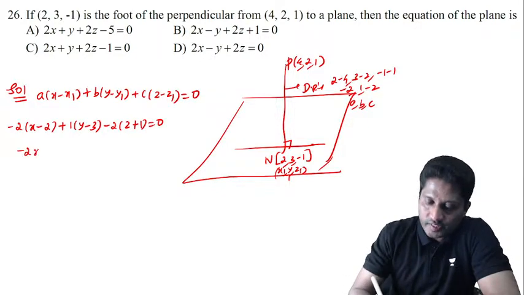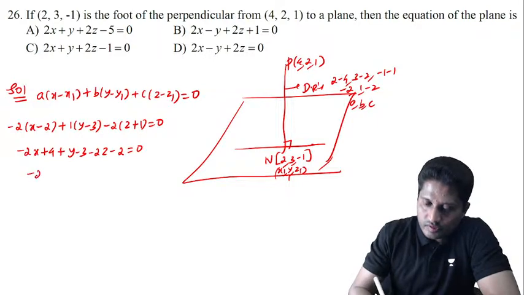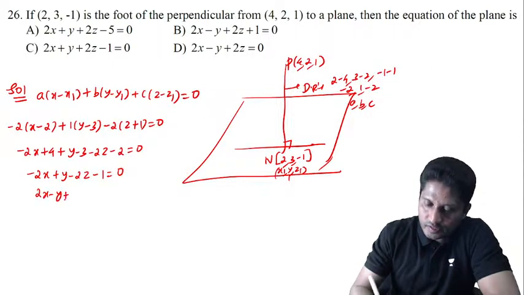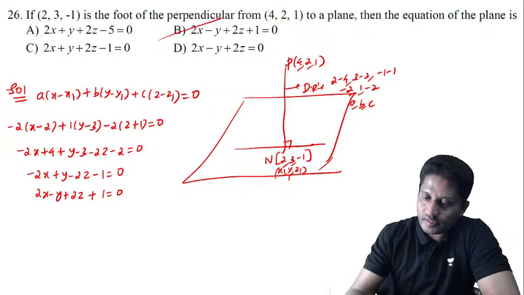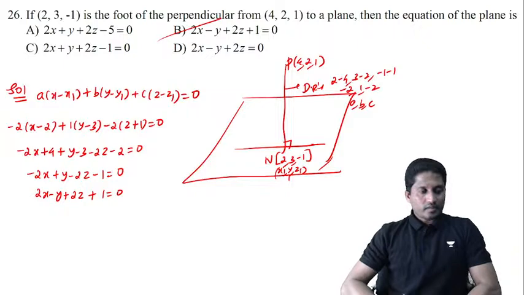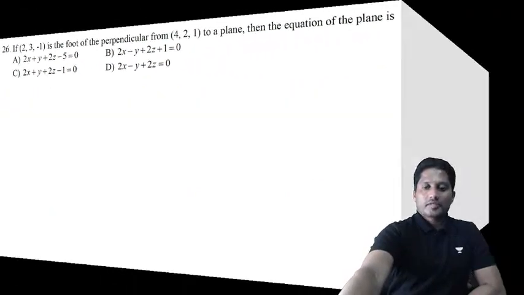This is minus 2x plus 4 plus y minus 3 minus 2z minus 2 is equal to 0. So you get minus 2x plus y minus 2z minus 1 equal to 0. If I change the sign, you get 2x minus y plus 2z plus 1 equal to 0. Answer is option D only. Right? Answer is option D.